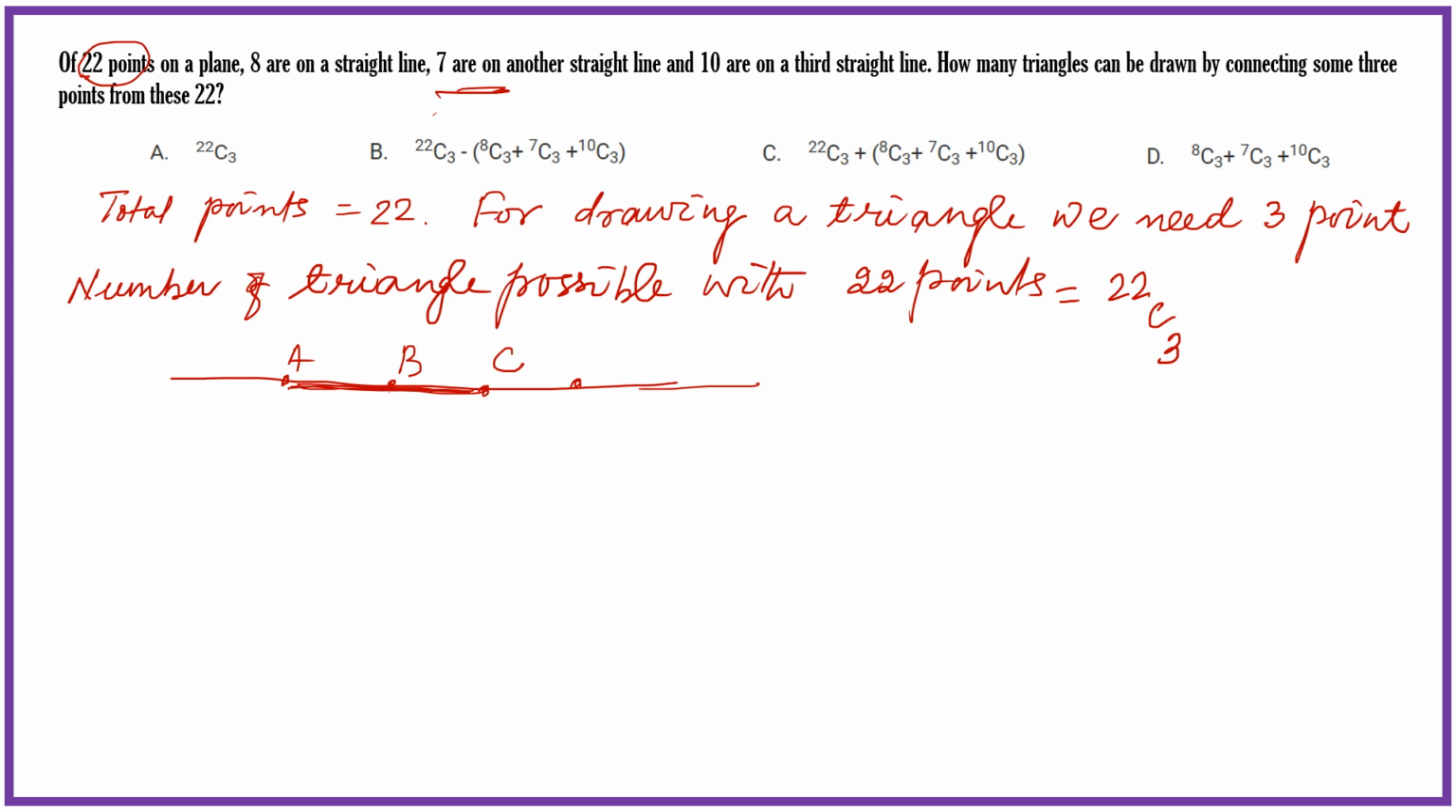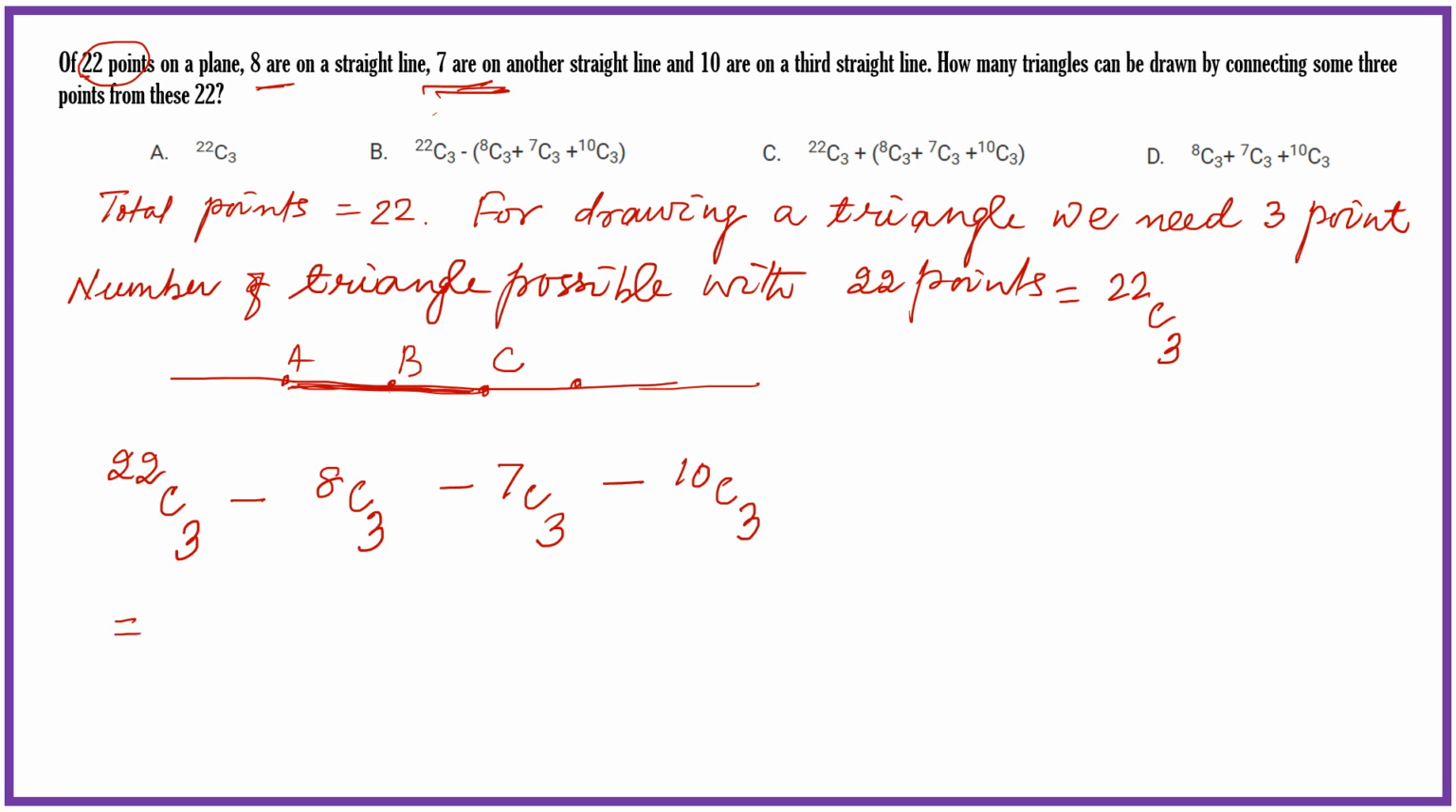In the same way, 8 points are on another line. So 8 combination 3, when I join those points, the triangle is not possible. So the answer should be 22 combination 3, and we cannot frame the triangle taking your 8 combination 3. Again, we cannot form the triangle taking these 7 points on a line. This is 7 combination 3, and last one is, there are also 10 points. You cannot draw the triangle, only one line will be possible. So 10 combination 3 will be subtracted.